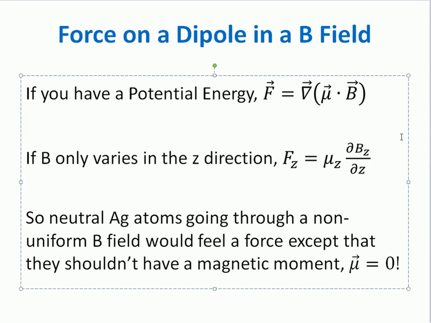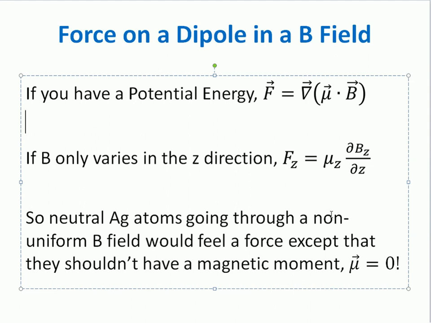Now, to simplify the setup, right, we chose B and the apparatus to be in the Z direction. So the only variation in B is along the Z direction. It's constant in the X and Y direction. And mu will only be a constant. So the gradient reduces in this special case down to mu Z, the derivative of the magnetic field with respect to Z.